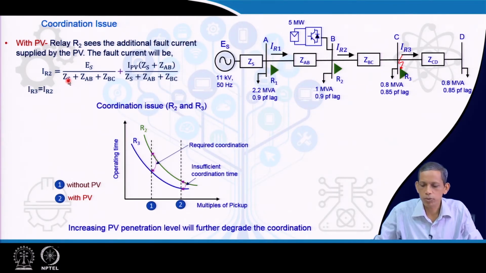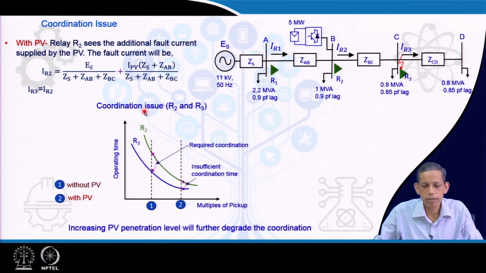For this case, IR2 for a fault at this bus equals ES upon ZS plus ZAB plus ZBC, plus the contribution by the PV. This current will also be seen by the R3 relay. So, IR3 equals IR2 for this case.